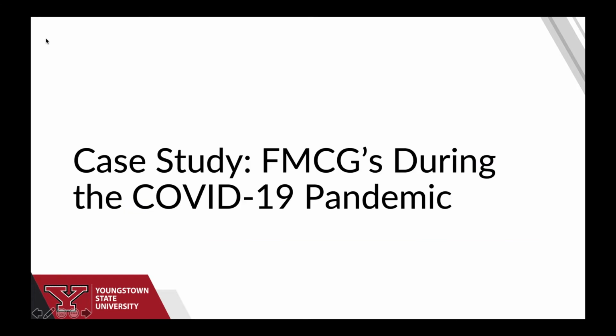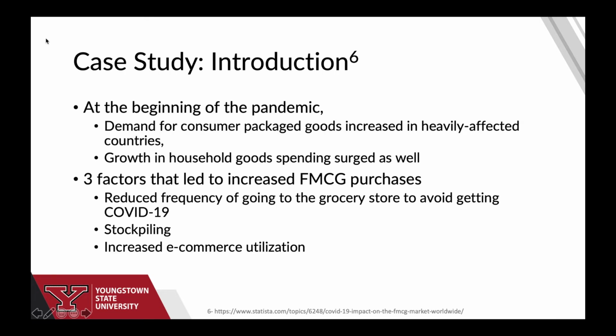So the case study I have is FMCGs during the COVID-19 pandemic. The COVID-19 pandemic affected a lot of aspects of society, and that also includes the manufacturing and economic effects of these items being produced. So, an introduction: at the beginning of the pandemic, there was a demand for consumer goods, and it was increased very heavily in these countries that were affected highly by the pandemic. So there was a big growth in spending on household goods. For example, there was the toilet paper shortage. There was a new shortage every week on a product as lockdown went on.